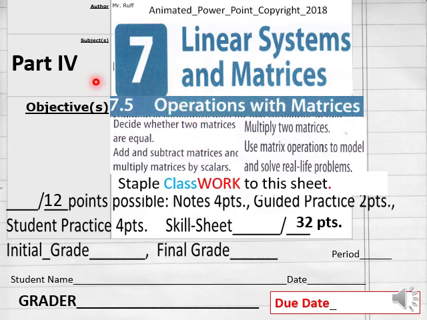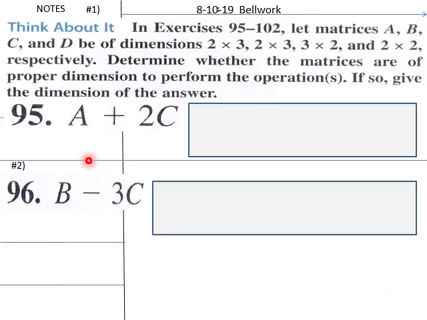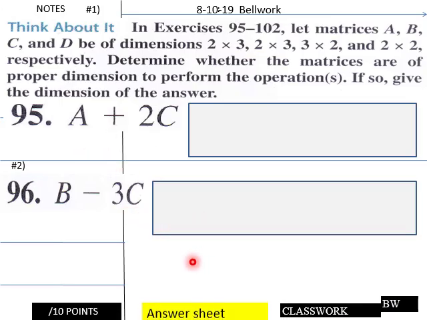For today's lesson, we have 12 points that will go into our notebook and 32 points that will go into your class worksheet. Students, have that out in front of you. Have your notebook guide ready to go or your notebook out. And for today's bell work, students, teachers, here is today's bell work.